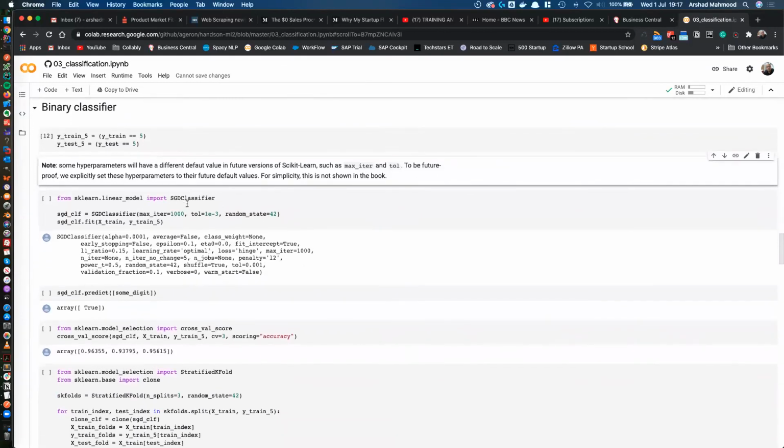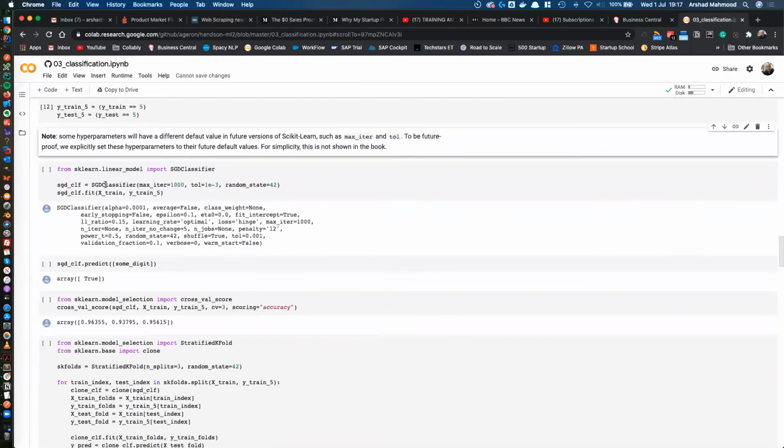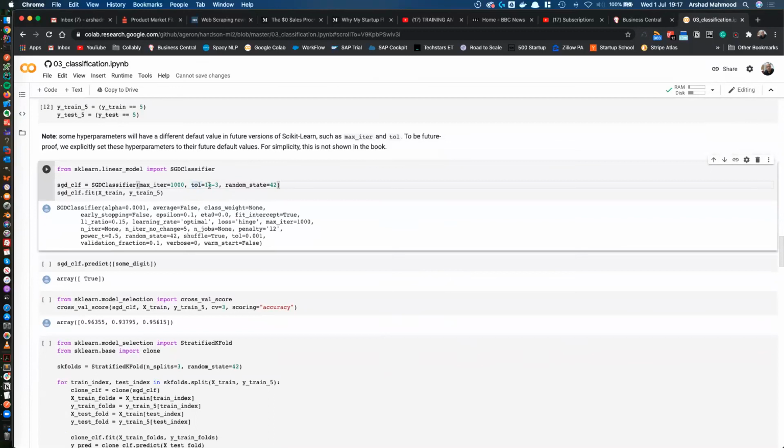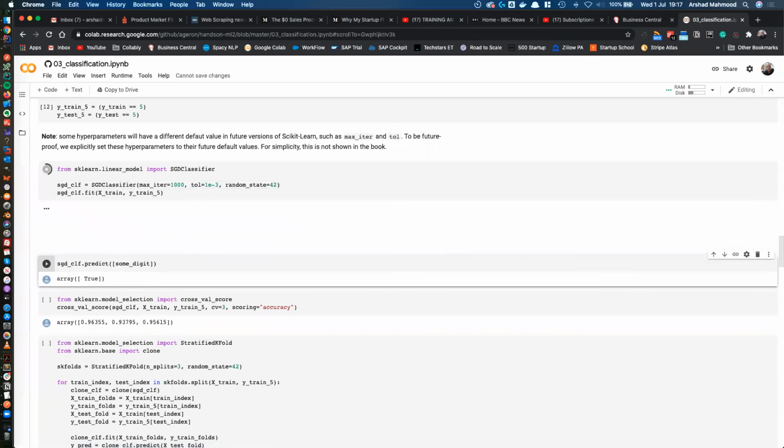So this is the stochastic gradient descent. The maximum trace is 1,000. Don't know what TOL is. Learning rate maybe. Random state 42. Fit. I must confess I didn't enable GPU on this, so I wonder if it'll be slow.